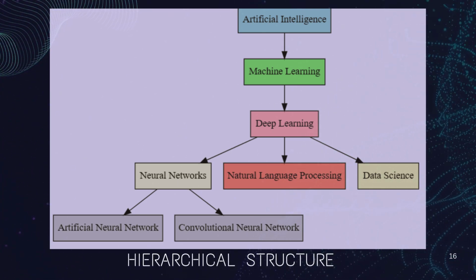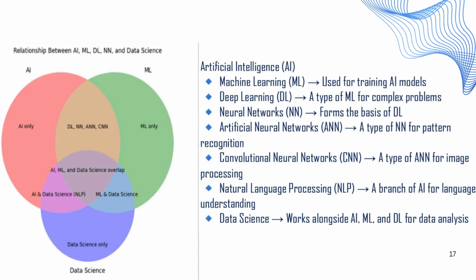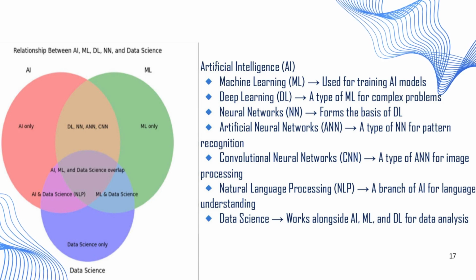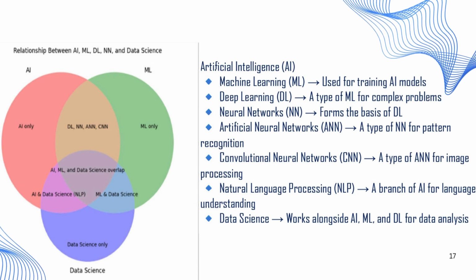So about this, to understand things in an easier way, term by term. Of course, machine learning is used for training the AI models. As I told you, it's a subset of AI that focuses on algorithms that allow the computer to learn from data without explicit programming. Deep learning is a type of ML for complex problems. Deep learning, a subset of machine learning, uses artificial neural networks to process complex data, inspired by the human brain.